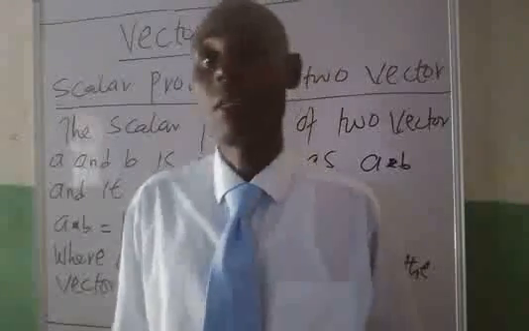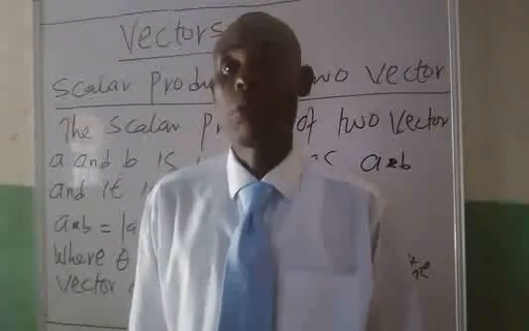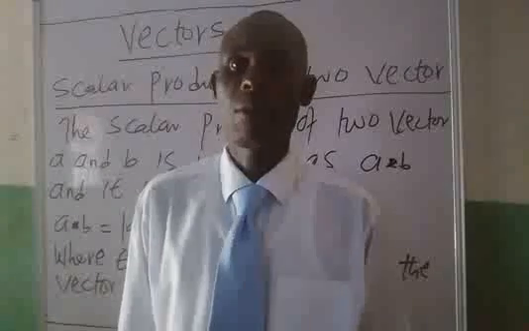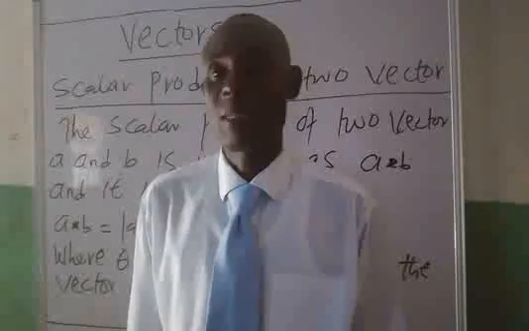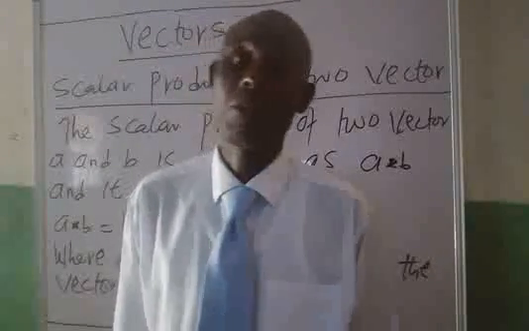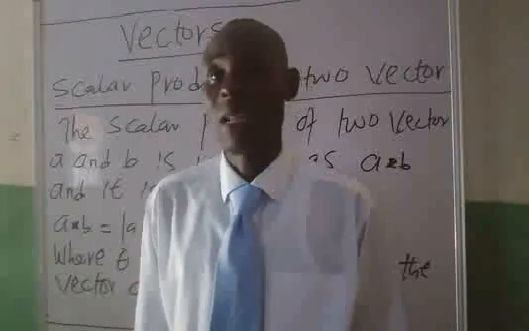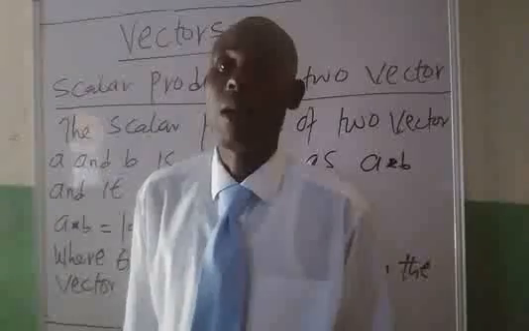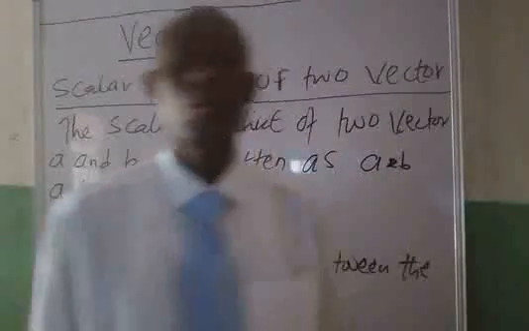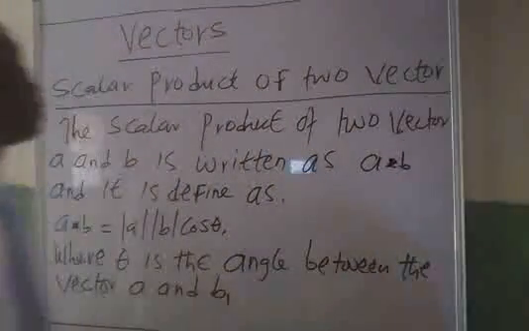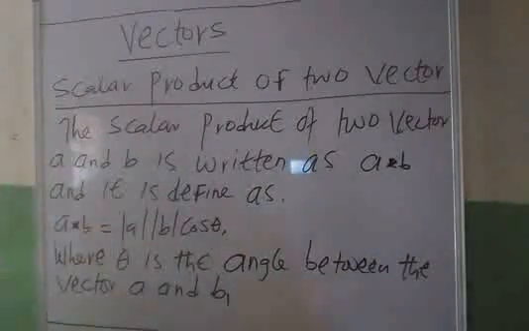Today we are looking at the scalar product of two vectors. Remember we started with addition and subtraction of vectors. So today we continue from where we stopped in our last class. We are going to be looking at the scalar product of two vectors.